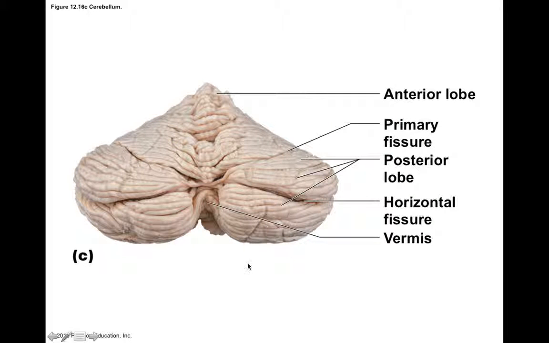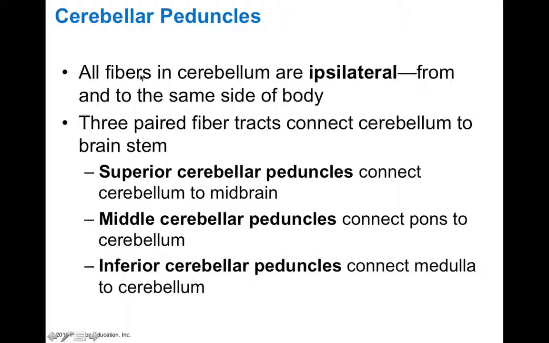Now, looking at the posterior view of the cerebellum, we can see those lobes. You have the anterior lobe, posterior lobe, and then a little bit more anterior to that would be flocculonodular, kind of up in here. Now, the vermis is what separates the 2 cerebellar hemispheres. So you'd have your right and your left cerebellar hemispheres. And all the fibers in the cerebellum are ipsilateral, which means they're from the same side of the body.